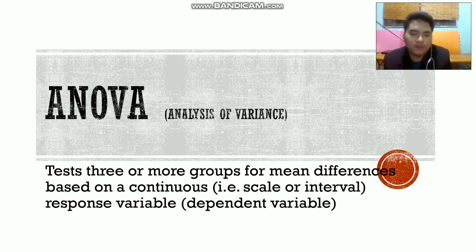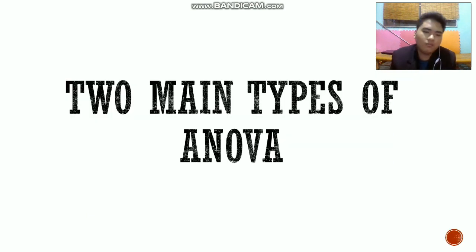First, we have the definition of ANOVA. ANOVA is analysis of variance. It's a test of three or more groups for mean differences based on a continuous, scale, or interval response variable. Another definition of ANOVA: it is a statistical technique that assesses potential differences in a scale level dependent variable by a nominal level variable having two or more categories. For example, an ANOVA can examine potential differences in IQ scores by country, United States versus Canada versus Italy versus Spain.